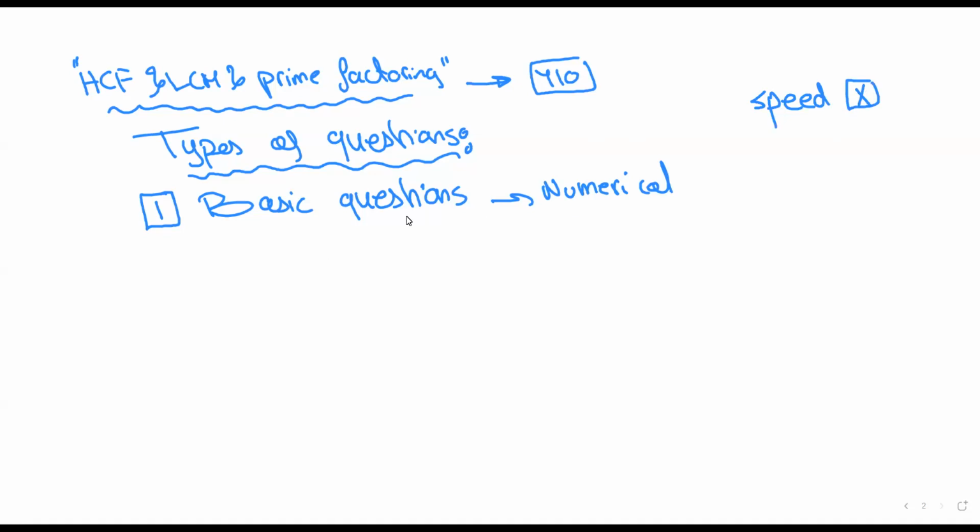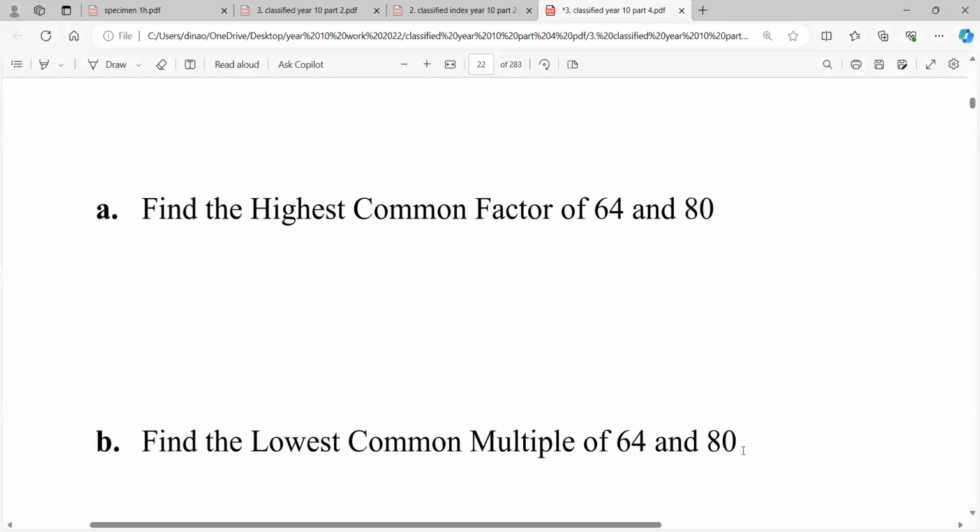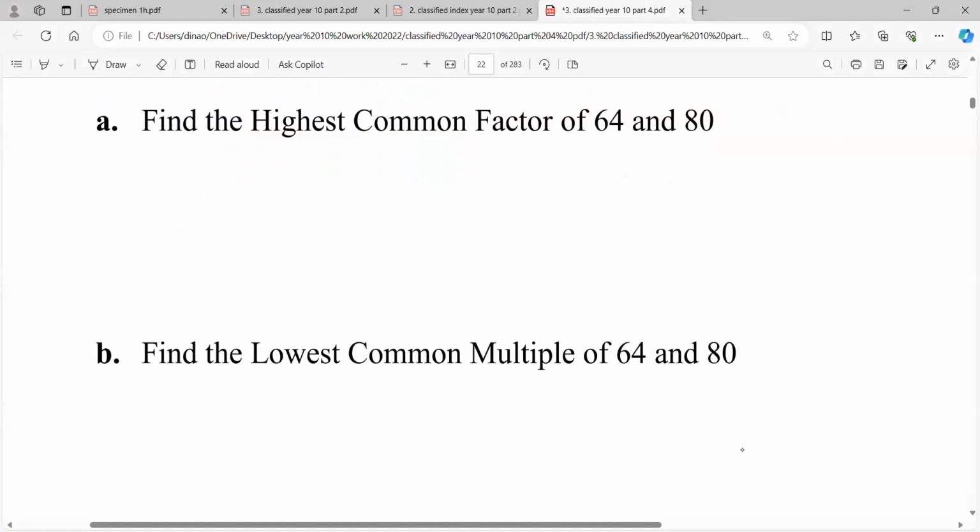Now, as we said, if you have my resources, open up to classified part 4, page 22. We are going to refer to this as type A of questions, the basic numerical questions. The question here says, find the HCF of the two numbers 64 and 80. And in question B, it says find the LCM.